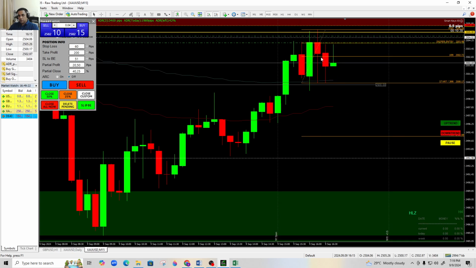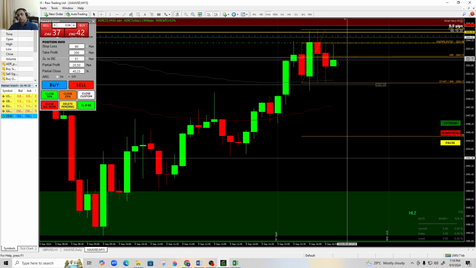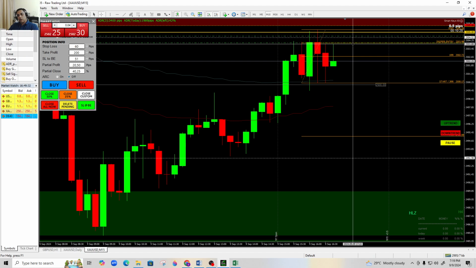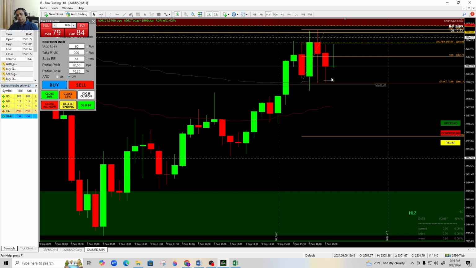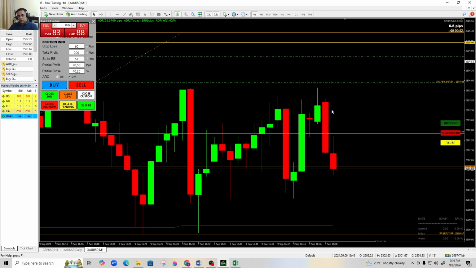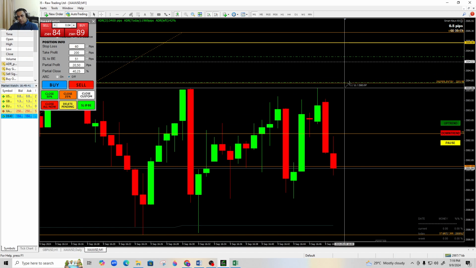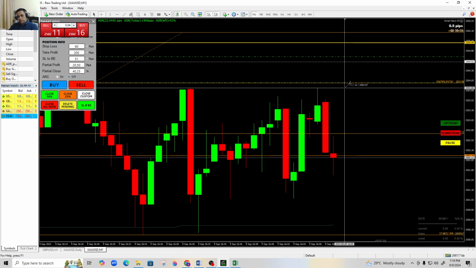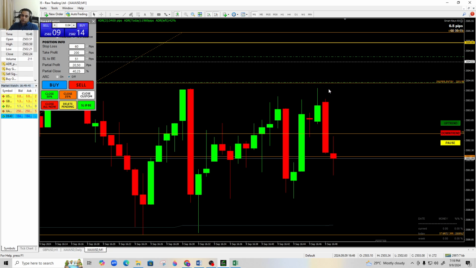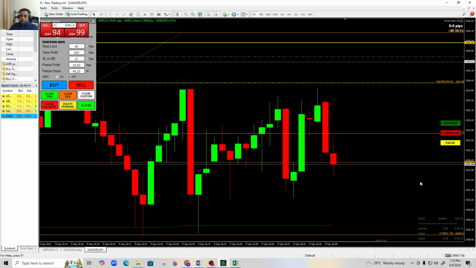M15. There you go. You broke the high. 386. This high. 386. I didn't break the high. You just tapped the same high, created the top wick, and now you're pushing down. And you missed entry still again by a pip. Price did not come to our entry.